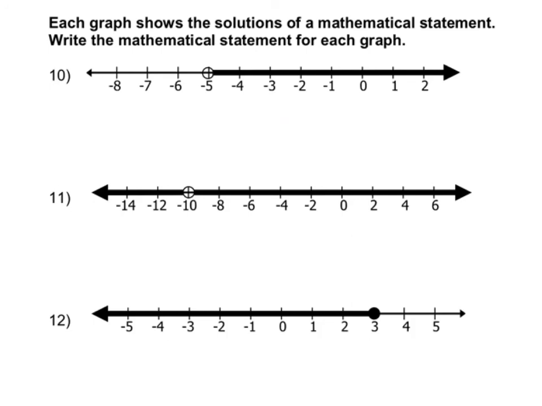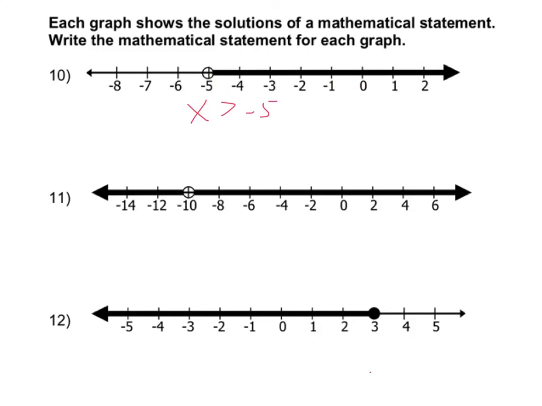All right, number 10. Here's the answer. If I look at this picture, I see that -5 is not a solution. And what are the solutions? They're all the numbers to the right of the boundary. Right? -4, -3, -2, all these numbers which happen to be bigger than -5. So my mathematical statement would be this. X is greater than -5. Right? And it's not going to be x is greater than or equal to, because -5 is not a solution. It has to be strictly bigger than -5.